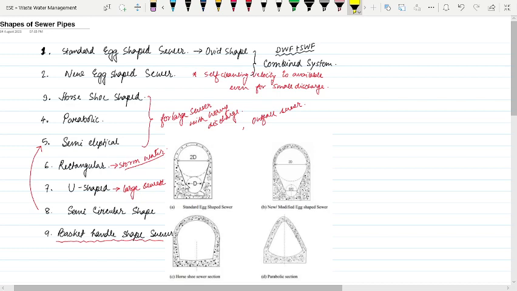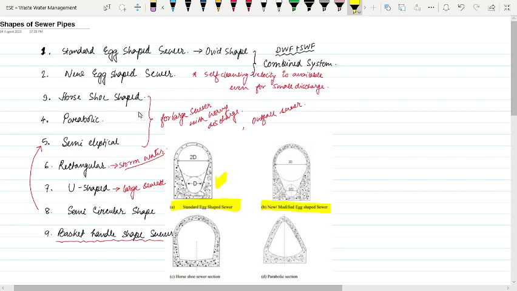Okay, then what will happen? This portion will be filled up, and at this portion the DWF will have a relatively lesser perimeter if we consider a circular pipe. So compared to an equivalent circular pipe, a standard egg or modified egg-shaped sewer will have higher hydraulic efficiency at low discharge. Okay, that is why while considering a combined system, we use these two types of sewer, because the variation is higher here.